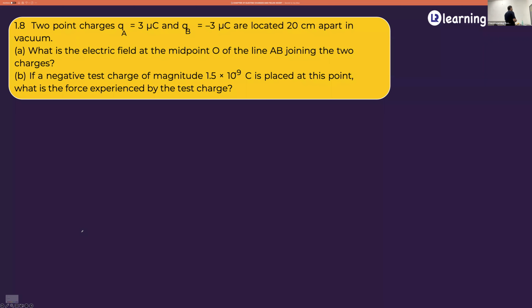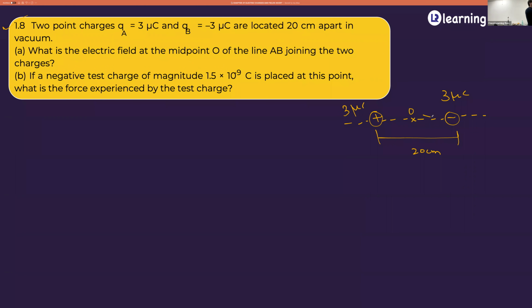So how to solve this one? There are 2 point charges. QA is equal to 3 microcoulomb and QB is equal to minus 3 microcoulomb, which are located 20 centimeter apart in vacuum. What is the electric field at the midpoint O of the line AB joining the two charges? So I have a positive charge here, and a negative charge here, each of value 3 microcoulomb. These two are separated by a distance of 20 centimeter. If I take this point to be O, then what is the electric field at the midpoint?